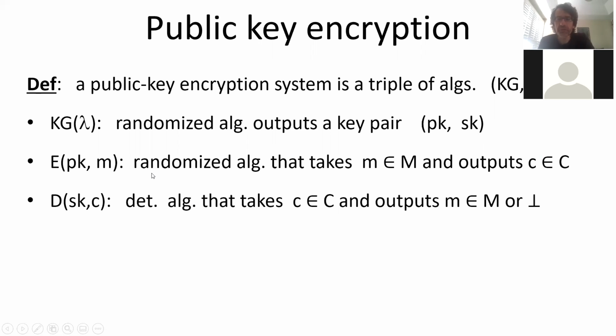Encryption is always going to be randomized now. So given the public key and a message, a randomized encryption algorithm is going to output some ciphertext. And decryption is basically deterministic almost always, except for some exotic cases. And it will output a message or it will reject, right?